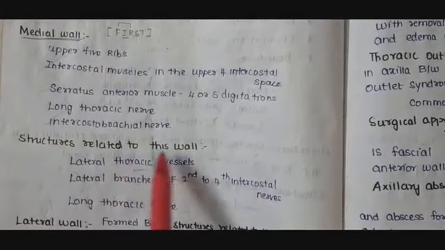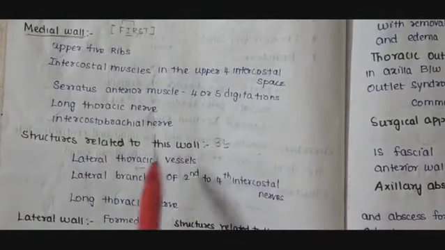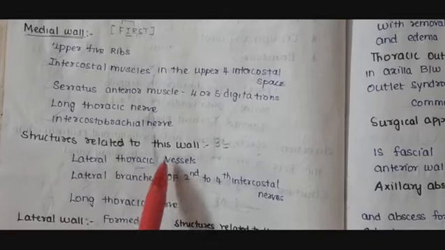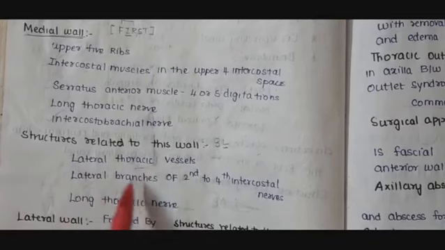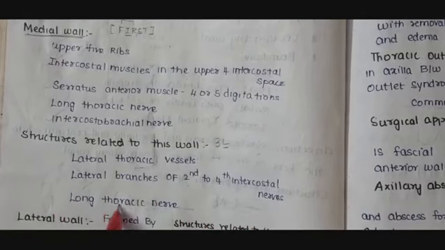Structure related to this wall. We have to remember the mnemonic triple L, 3L. In that, the first L stands for lateral thoracic vessel. The second L stands for lateral branch of second to fourth intercostal nerve. And the third L stands for long thoracic nerve.